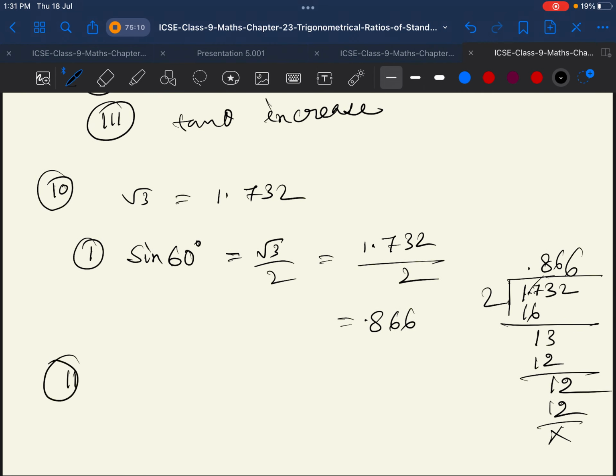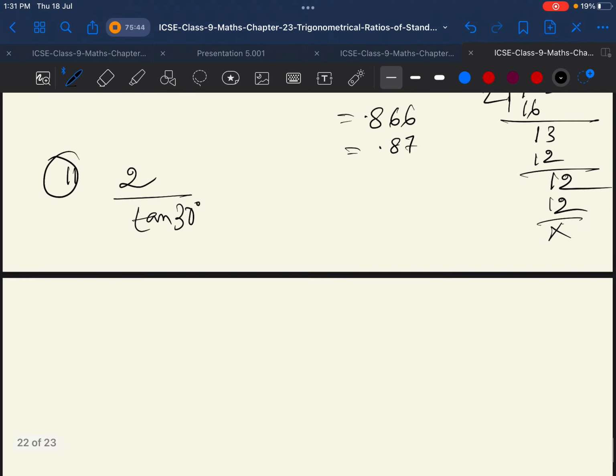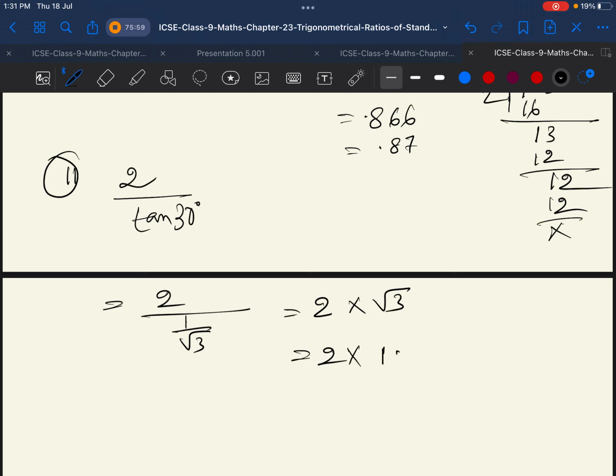We can write this as 0.87, since after 6 here there is 6, so we round this to 7. Now question number 2: 2 by tan 30 degrees. Tan 30 is 1 by root 3, so 2 into root 3, so 2 into, now we put root 3 as 1.732.